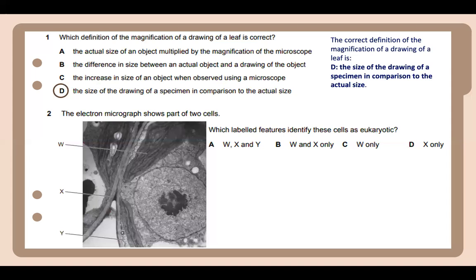The electron micrograph shows part of two cells. Which labelled features identify these cells as eukaryotic? The answer is W only.